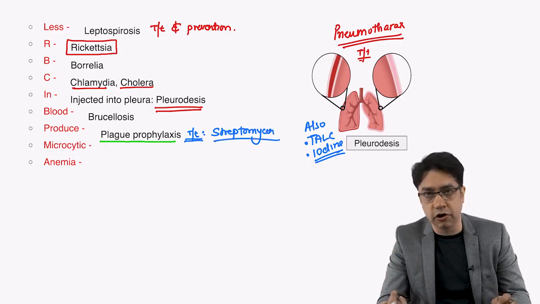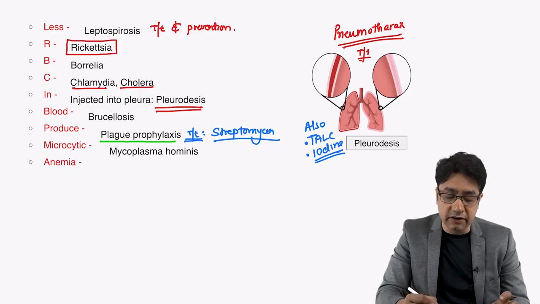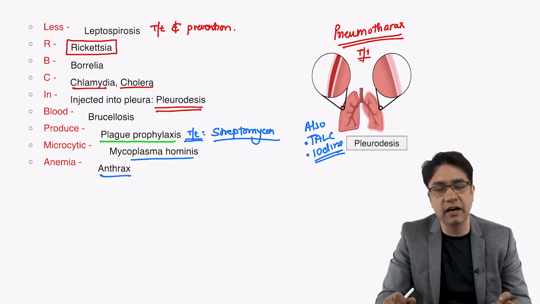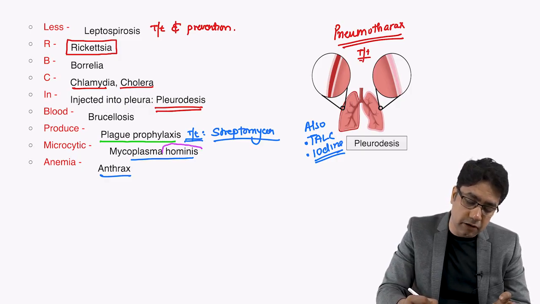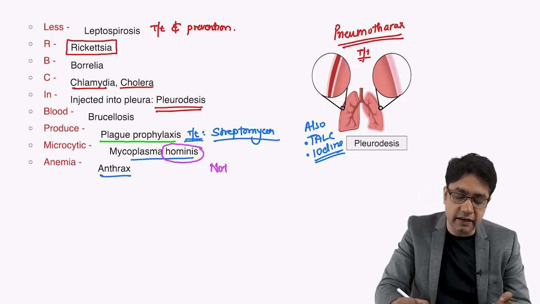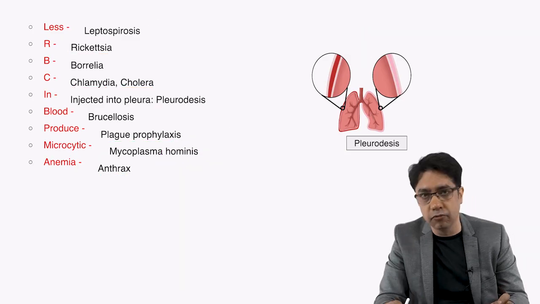Prevention, doxy. Treatment, streptomycin. Now it is also given for Mycoplasma hominis, and lastly, it is also given for anthrax. Remember, I have written out a word here, Mycoplasma hominis. Remember, doxycycline is not effective in Mycoplasma pneumoniae, because Mycoplasma pneumoniae is a bigger problem and it causes community-acquired pneumonias.